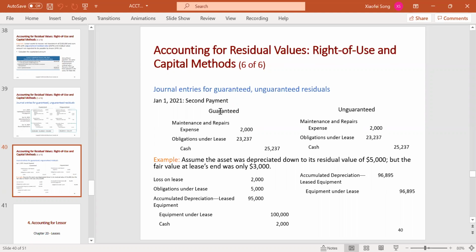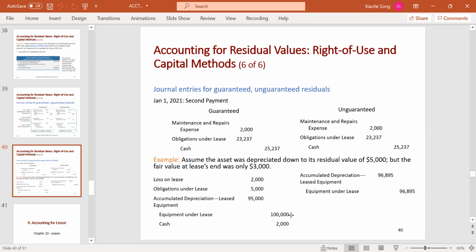Let's assume that the asset was depreciated down to its residual value of 5,000, but the fair value at the lease end was only 3,000. So the fair value is below the guaranteed residual value. If it's guaranteed, then the lessee needs to pay the $2,000 difference. So the lessee's journal entry will be this. This includes everything.